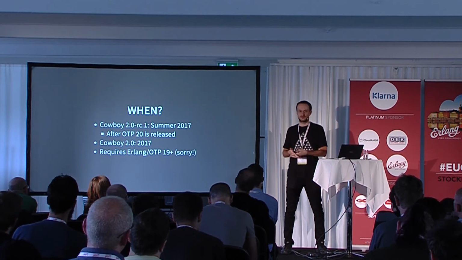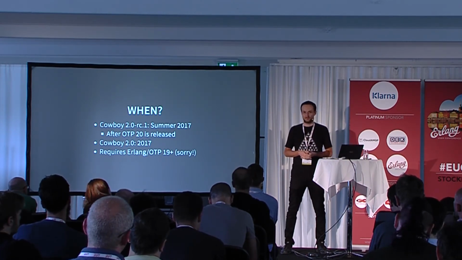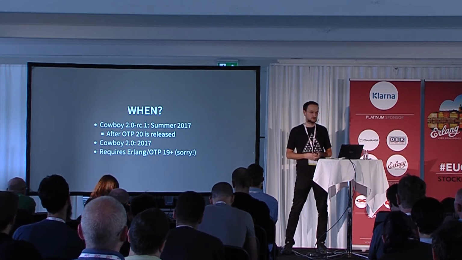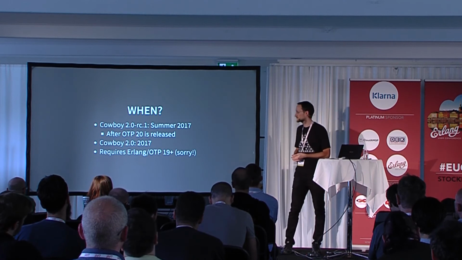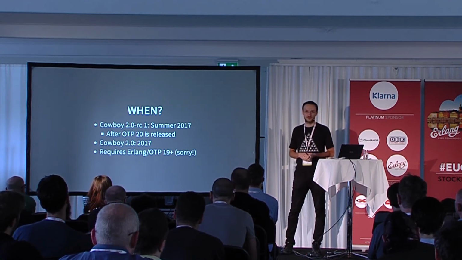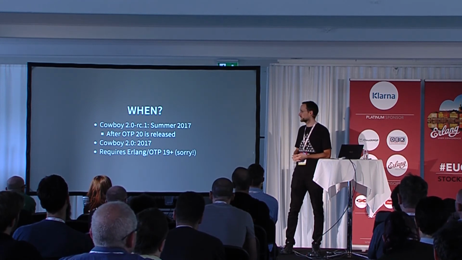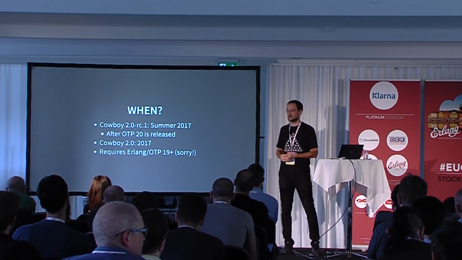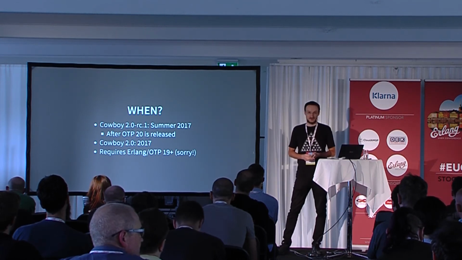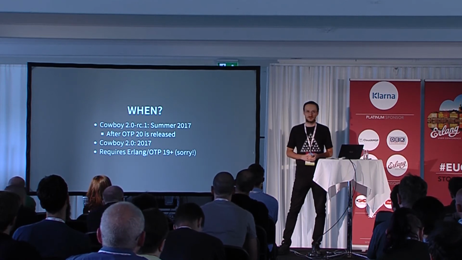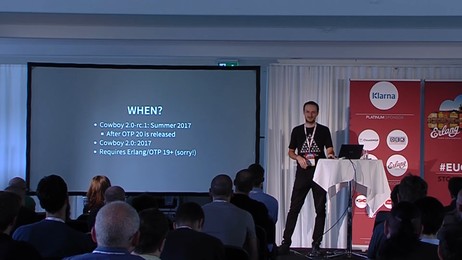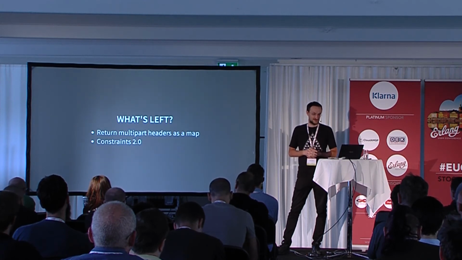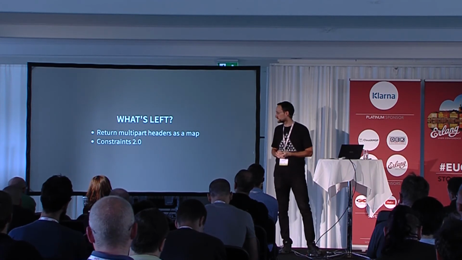I didn't put an exact date, but I'm pretty sure it will be released this summer, and at least the first release candidate will be soon after OTP 20. Basically, I want to check that it still works. Even though I run with the OTP 20 release candidate already, I just want to make sure that it works with 19 and 20, and then we can make a release candidate. And yes, it requires 19 or above, and I'm terribly sorry about this. I receive a lot of tickets about my projects stopping to work with earlier versions. And there's only 2 tickets left for 2.0.